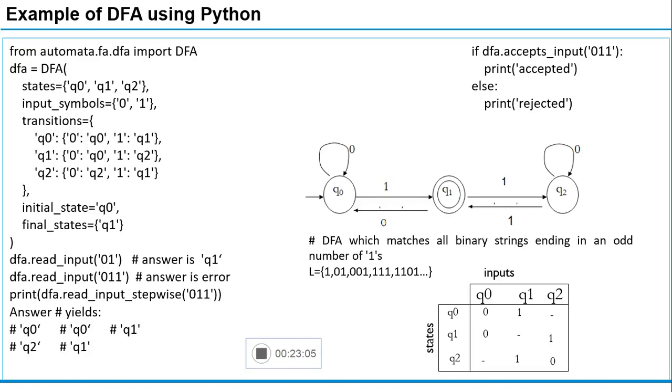We will take a simple example, then we will see how this particular DFA has been implemented with the help of Python. Here I am going to take a DFA which matches all binary strings ending in an odd number of ones. So you should have an odd number of ones. Always in a substring, if you have an odd number of ones, that has to be accepted. We have to design a DFA.